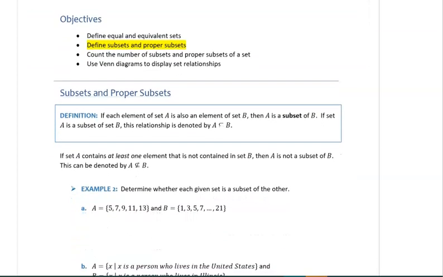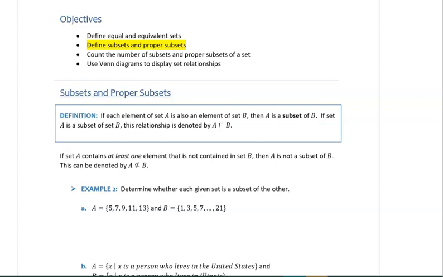If each element of set A is also an element of set B, then A is a subset of B. If set A is a subset of B, this relationship is denoted using this notation. It sort of has a look of a less than or equal to symbol, except it is rounded. If set A contains at least one element that is not contained in set B, then A is not a subset of B. This is denoted using the subset symbol that has a line drawn through it.